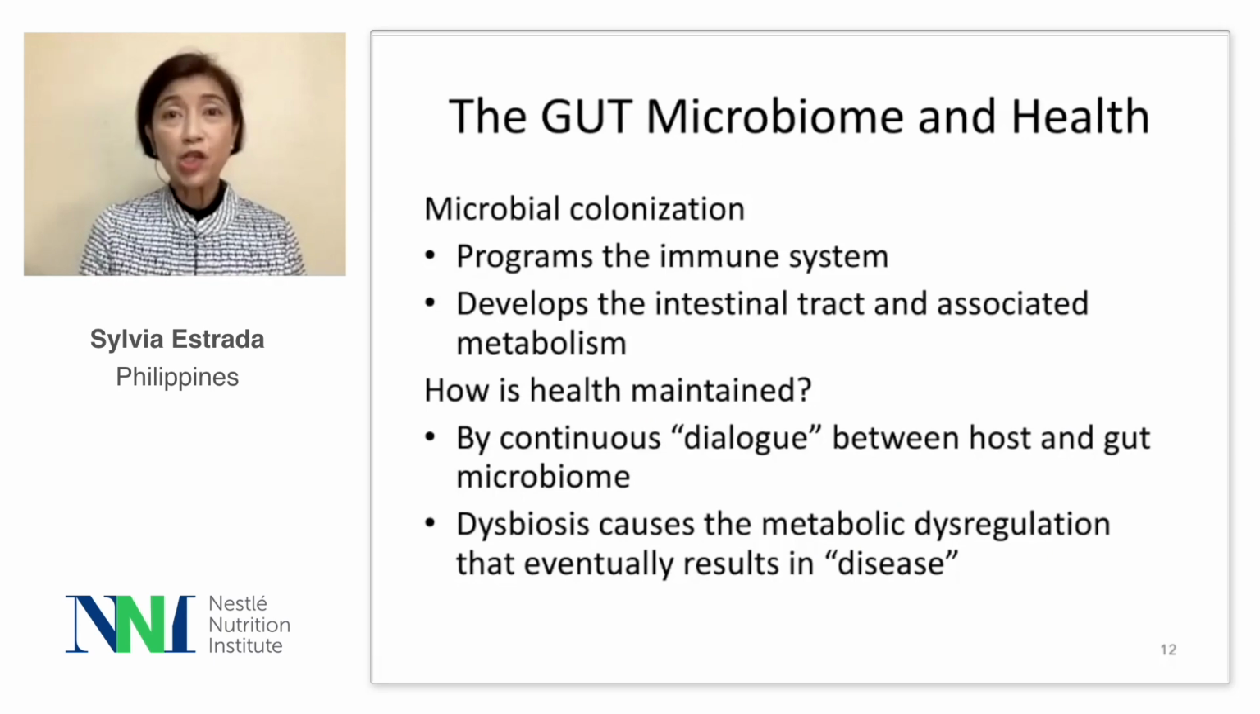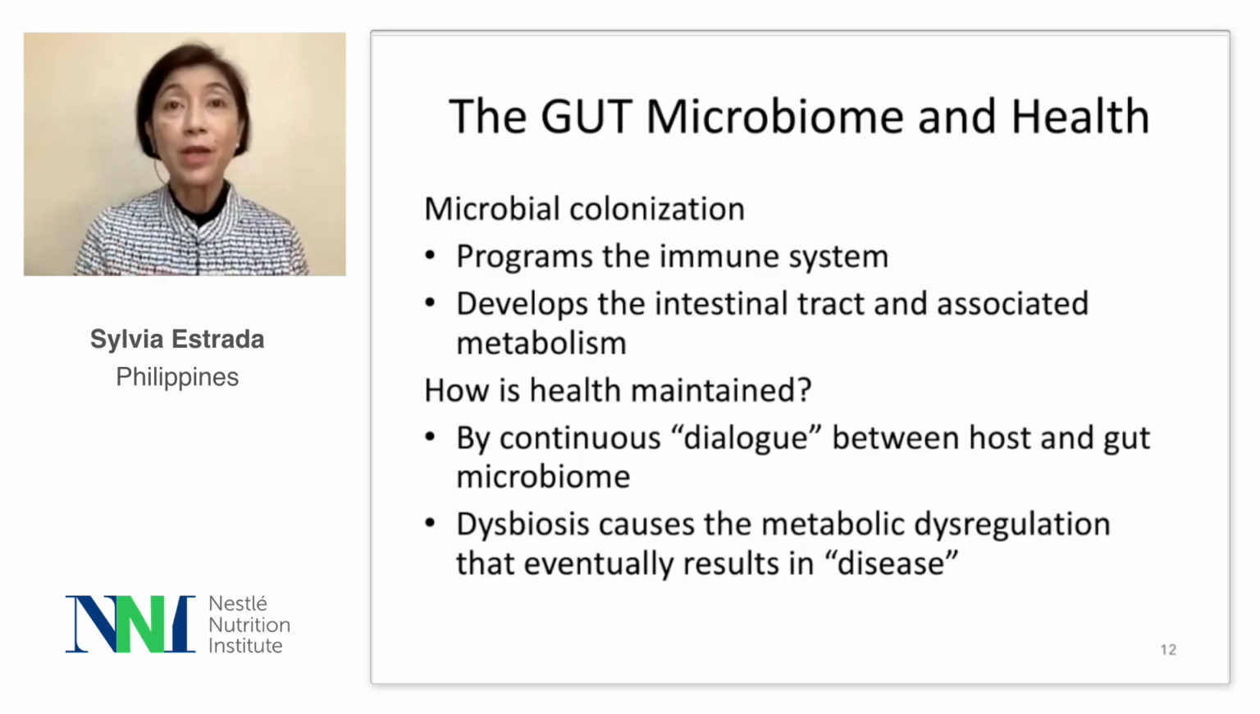It starts with the colonization of our gut, and this healthy gut microbiome actually programs our immune system, and through our growing years develops the intestinal tract and its associated metabolism, as I showed you earlier. So how is health maintained then? By a continuous dialogue between the host and gut microbiome. And if this dialogue is disrupted or is affected by stressors, then a dysbiosis occurs, and this causes a metabolic dysregulation that will eventually create the foundation for disease.